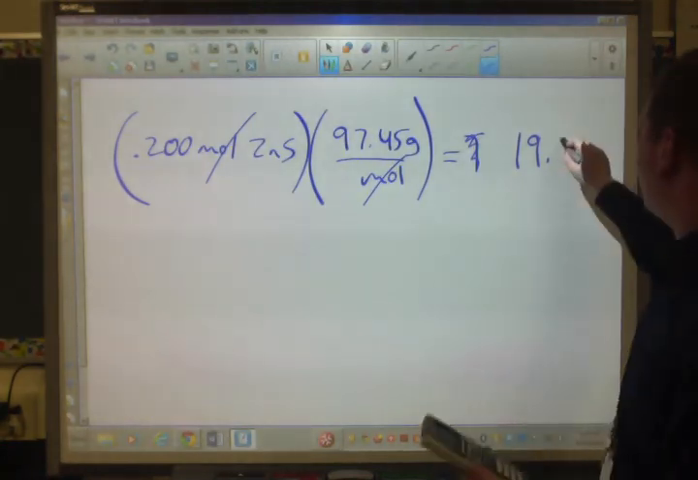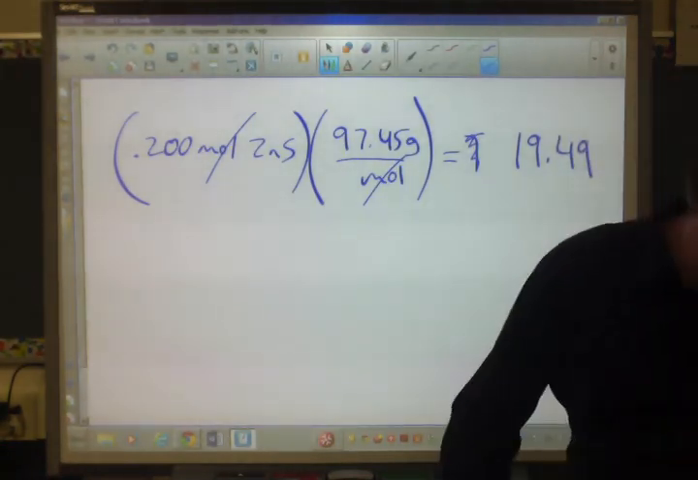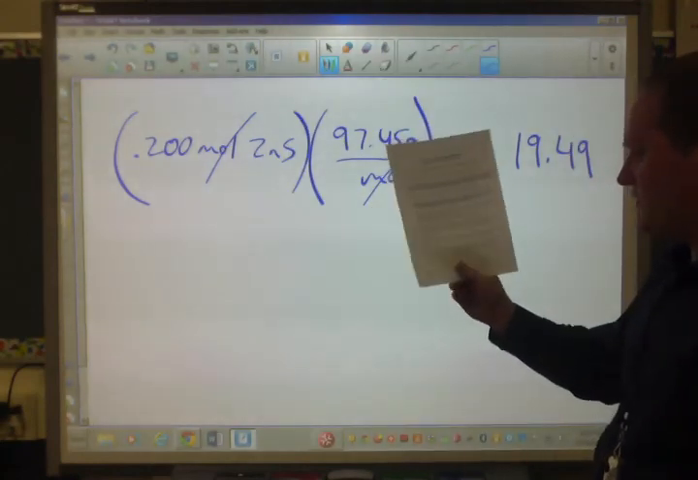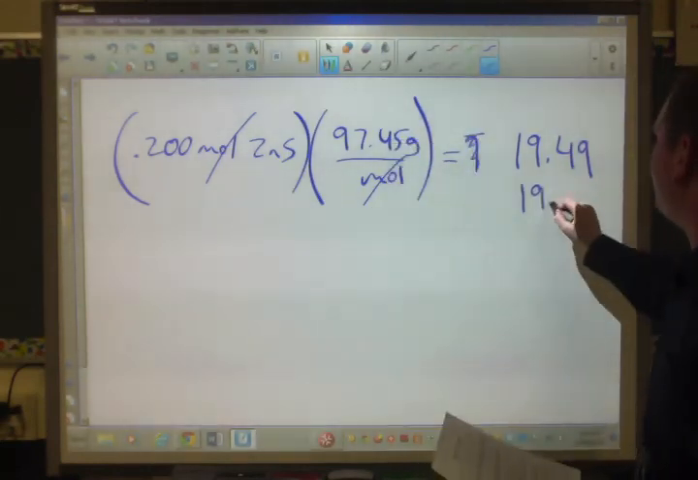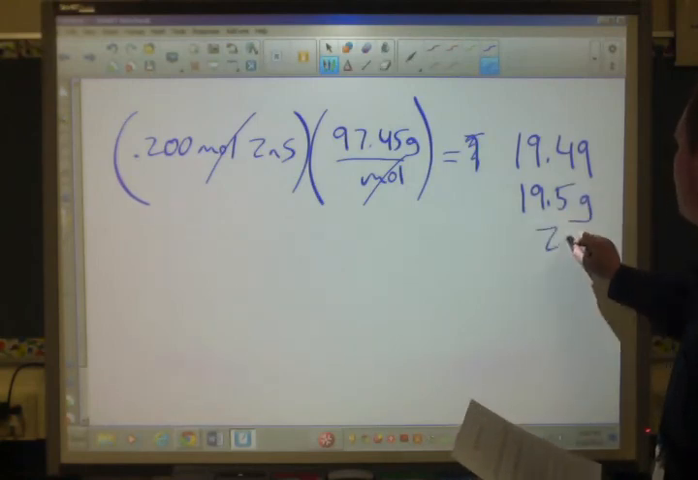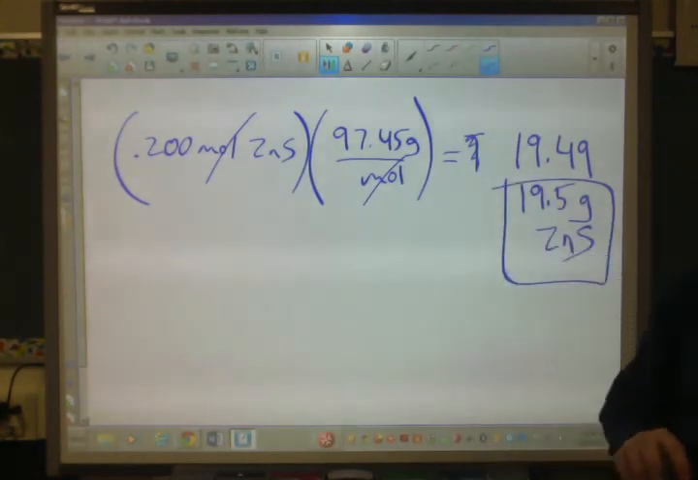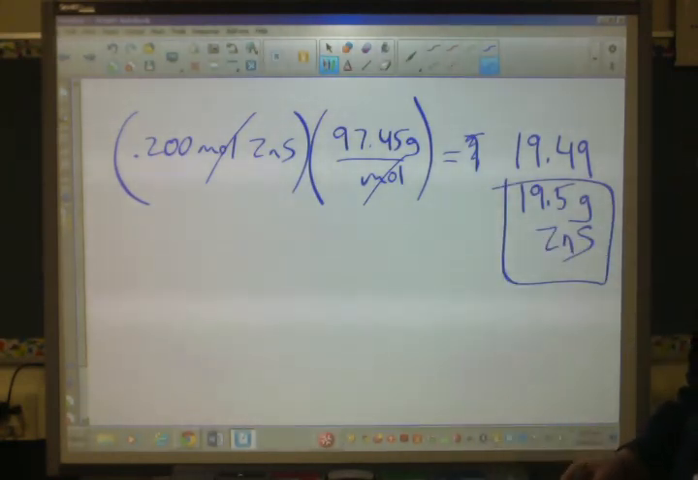I'm going to double check sig figs. 3 sig figs from the problem. 19.5 grams of zinc sulfide. Done. So that's worksheet 4. Okay, quiz, you can expect a little bit of all of this.